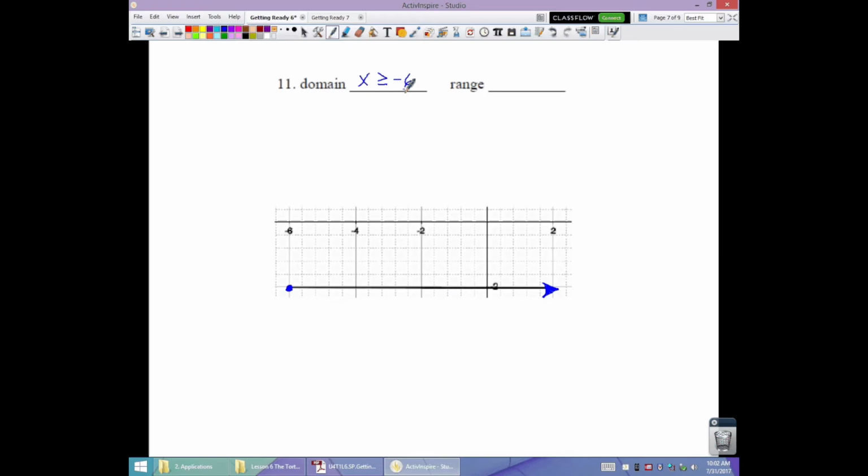Now, the range value, for a flat line like this, a horizontal line, every y value, if you were trying to list every point on this graph, the y values would all be the same. Every point has a y value of -2. So the range is just -2.